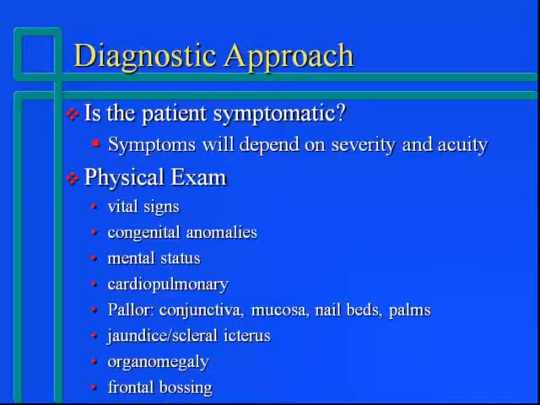Thinking about whether the patient is actually symptomatic for their anemia. So symptoms really depend on the severity of anemia and the acuity of the anemia. How quickly did the anemia develop? Patients tolerate severe anemia quite well if it has unfolded over a long period of time.